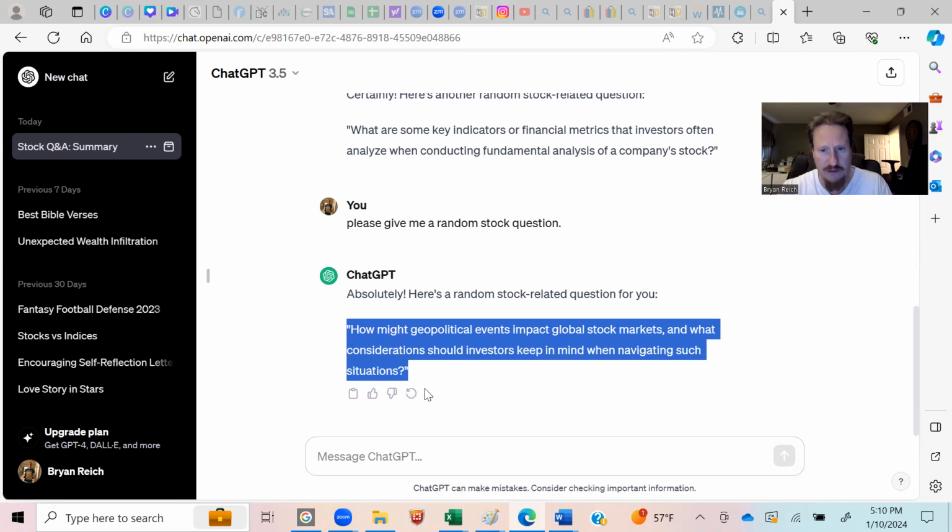How might geopolitical events impact global stock markets? And what considerations should investors keep in mind when navigating such situations? I'm not really into politics or media.